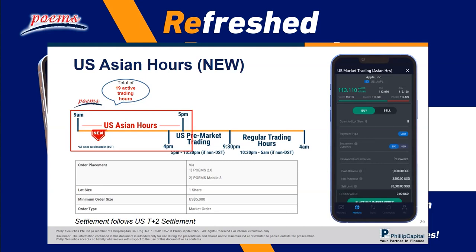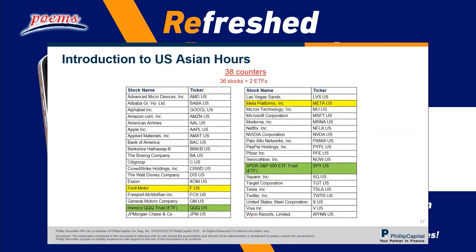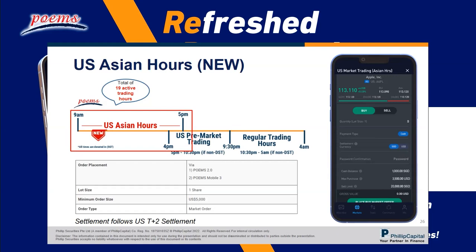So you can utilize the timing if you want to have maybe a swing trade, or if you want to sell your shares, not limited to the regular trading hours. Order placements are available on 2 platforms only, which are the Poems 2.0 desktop version as well as the Poems Mobile 3. The Mobile 2 does not have the US Asian hour function. The minimum order size will be 5,000 USD, just in case you are wondering.